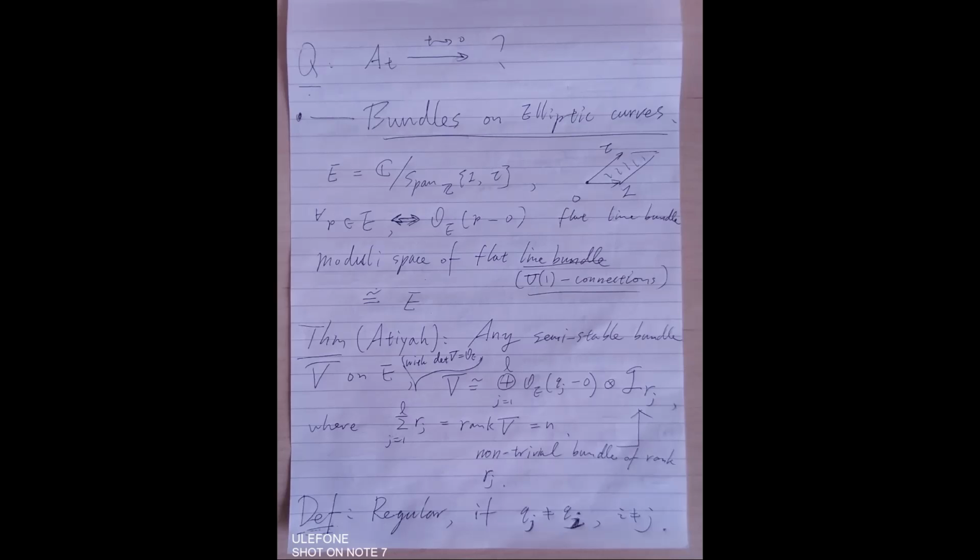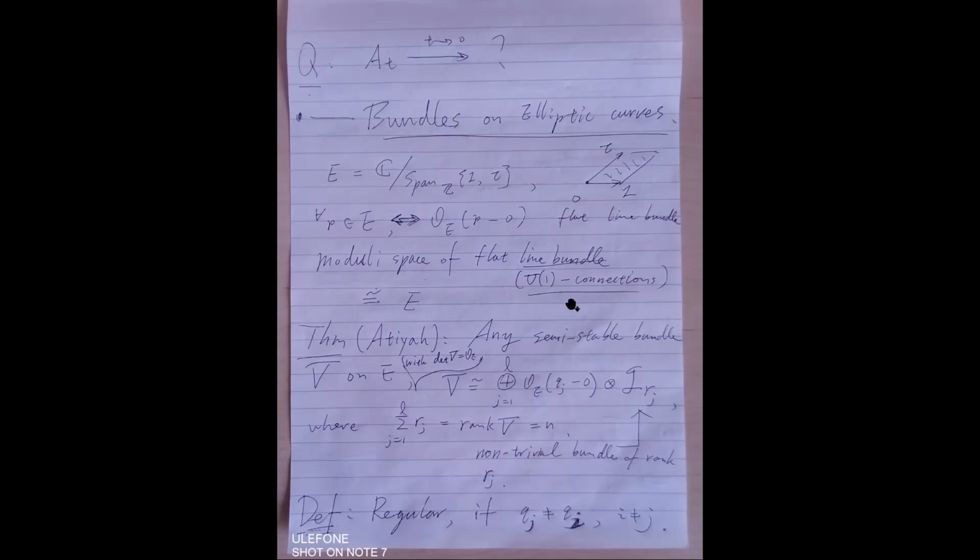And actually, any flat line bundle, in this way, corresponds to one divisor, one point on this E. So the moduli space of flat line bundles is just this elliptic curve itself. This is also the flat Yang-Mills connection. So if you give a flat Yang-Mills connection, you induce a flat line bundle. So it's the same thing.